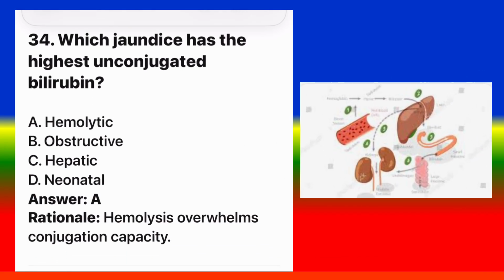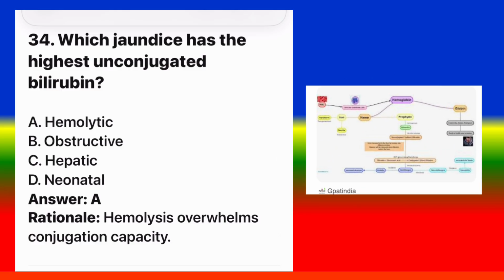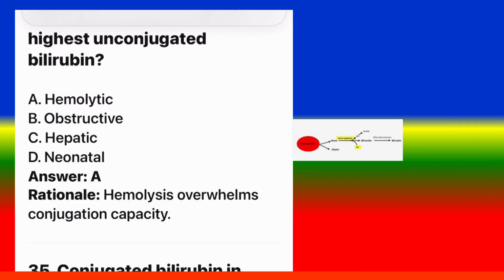34. Which jaundice has the highest unconjugated bilirubin? A. Hemolytic, B. Obstructive, C. Hepatic, D. Neonatal. Answer A. Rationale: hemolysis overwhelms conjugation capacity.